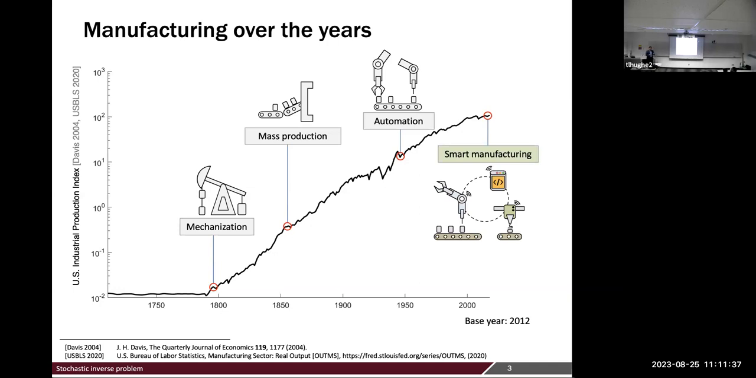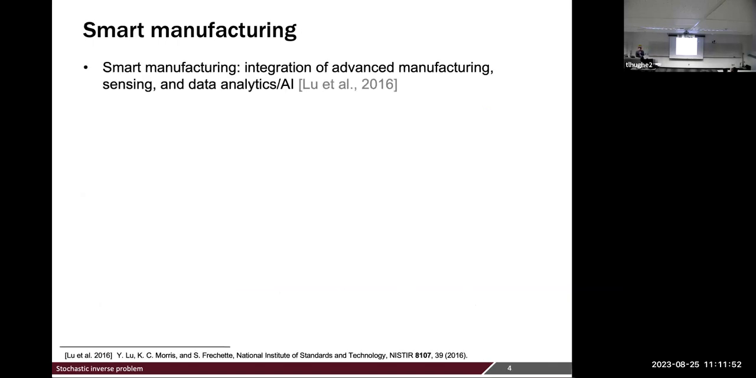I don't think a lot of people have clarity on what exactly smart manufacturing is. There are a lot of definitions going on. What exactly is there in smart manufacturing that makes it different from automation and mass production? So let's take a look at NIST's definition of smart manufacturing. It's about the integration of advanced manufacturing processes, sensing techniques, and data analytics and AI. That's what really makes manufacturing smart.